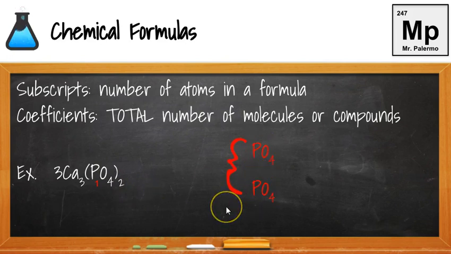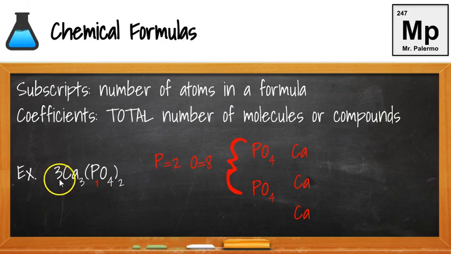1, 2. And so if I want to figure out just right now how many P's and how many O's do I have in those 2 PO4s, I have 2 P's and 8 oxygens. So 2 P's and 8 O's. Looking at the Ca, there's a 3 here. What does that mean? It means I have 3 calciums. And so, not looking at the 3 out in front right now, in one compound, Ca3(PO4)2, I have 3 calciums, 8 oxygens, and 2 phosphorus.